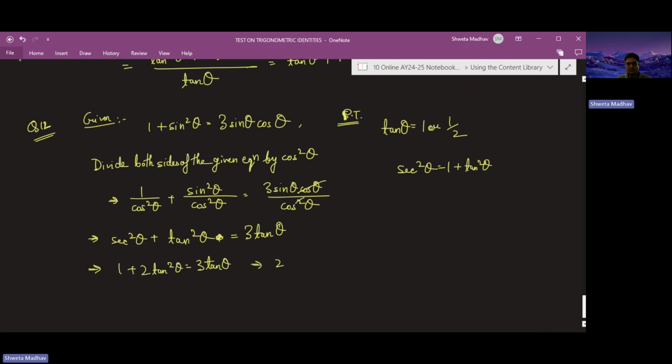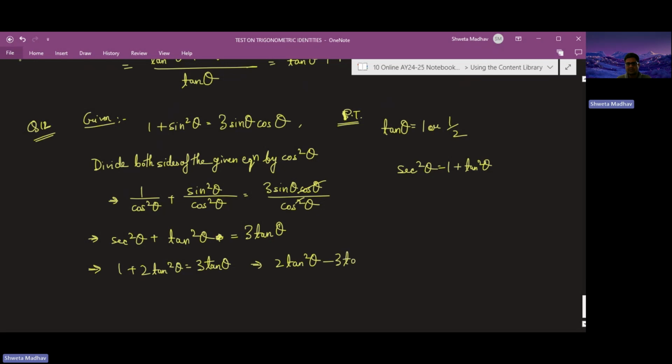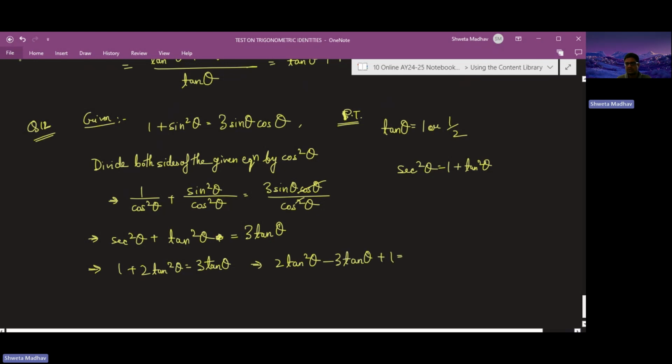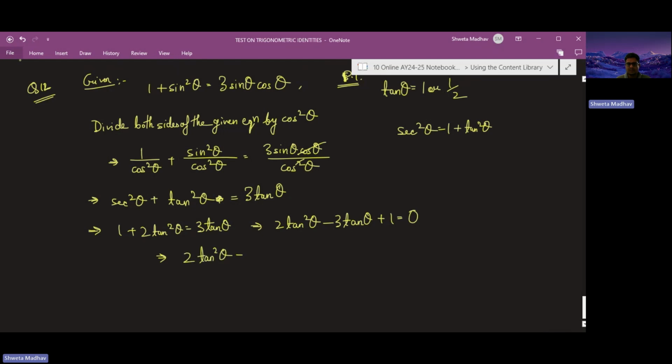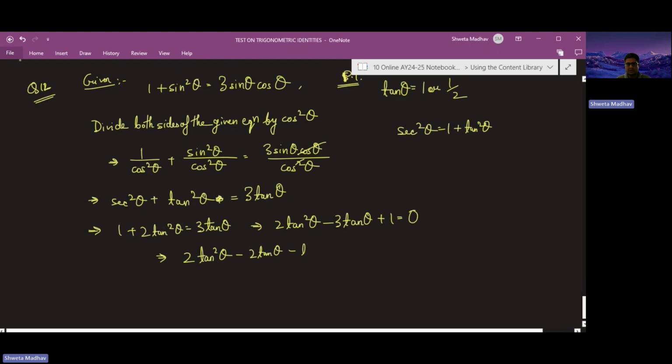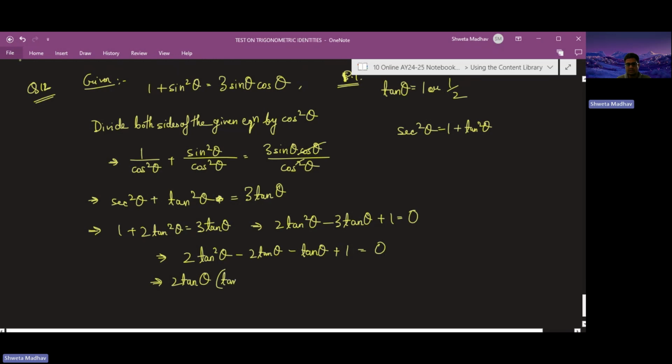And then we can write this as 2 tan square theta minus 3 tan theta plus 1, that is equal to 0. Then we can write minus 3 tan theta as minus 2 tan theta minus tan theta also. So this will be 2 tan square theta minus 2 tan theta minus tan theta plus 1, that is equal to 0. Then from the first two terms, we can take 2 tan theta as common, and this will be 2 tan theta into tan theta minus 1.